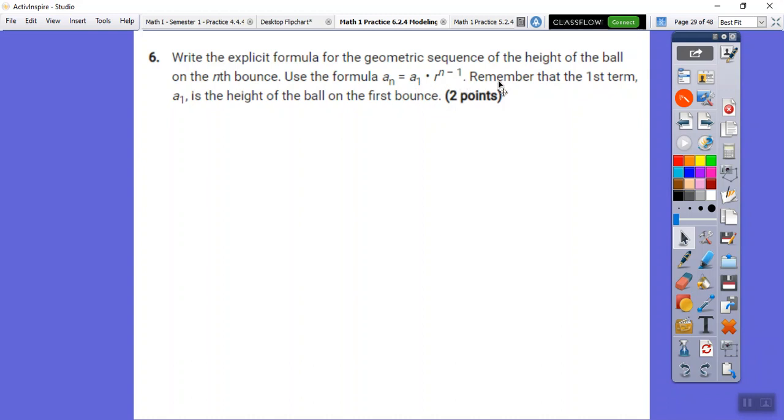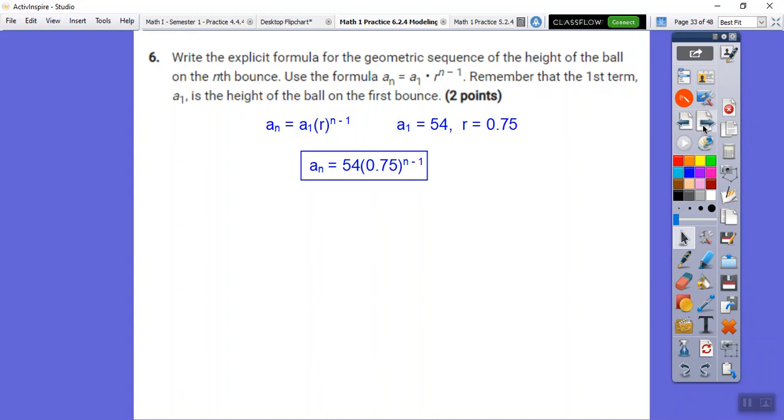So remember that the first term is a sub 1, and that is the height of the ball after the first bounce. So this is 54, because that was the height of the ball after the first bounce. And then r is 0.75. So I'm going to put in 54 right here, and then 0.75 in parentheses to the n minus 1 power. There it is. That's our answer right there. It's that easy. You just go the first term times r to the n minus 1.